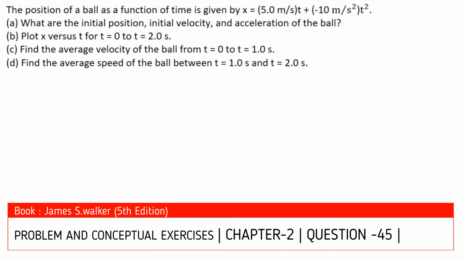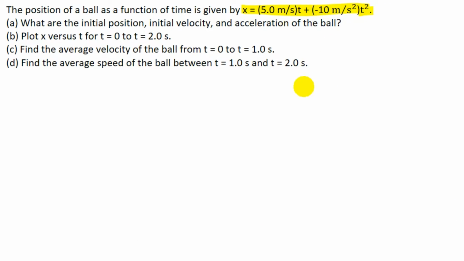Now here we are given that this equation represents the position of a ball as a function of time. There are four parts that we need to solve. In the A part, we have to find the initial position, initial velocity and the acceleration of the ball. If you recall the equation that we derived earlier, it is x equals x naught plus v naught t plus 1 over 2 a t square.